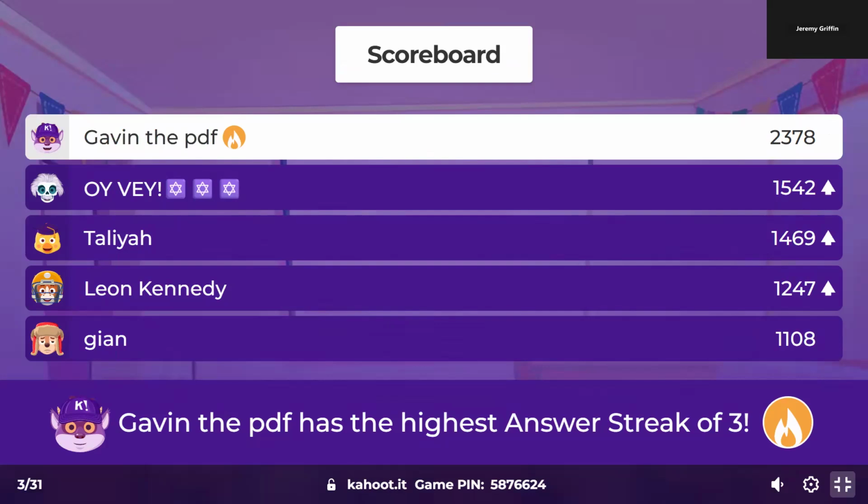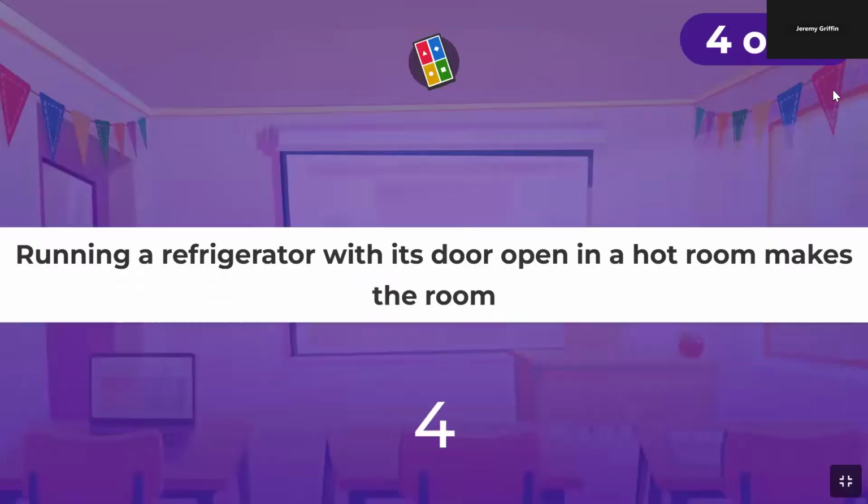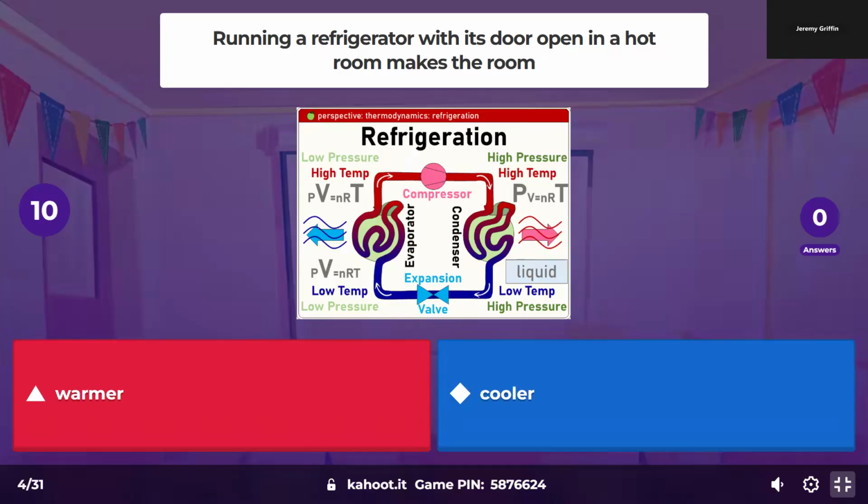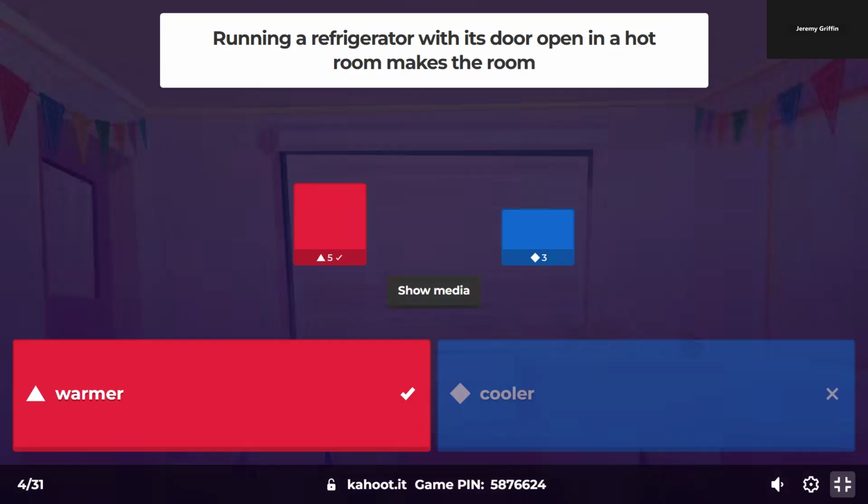All right, you had some points. Running a refrigerator with its door open in a hot room makes that room... Oh. Yeah, it's going to make that room warmer. Make that room warmer.